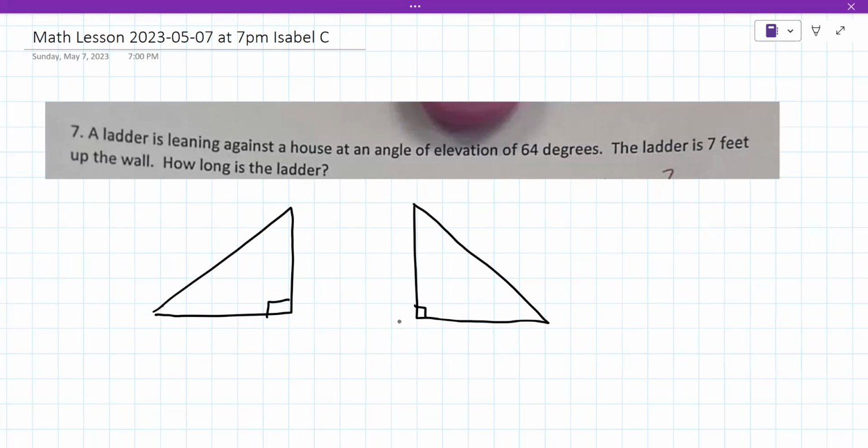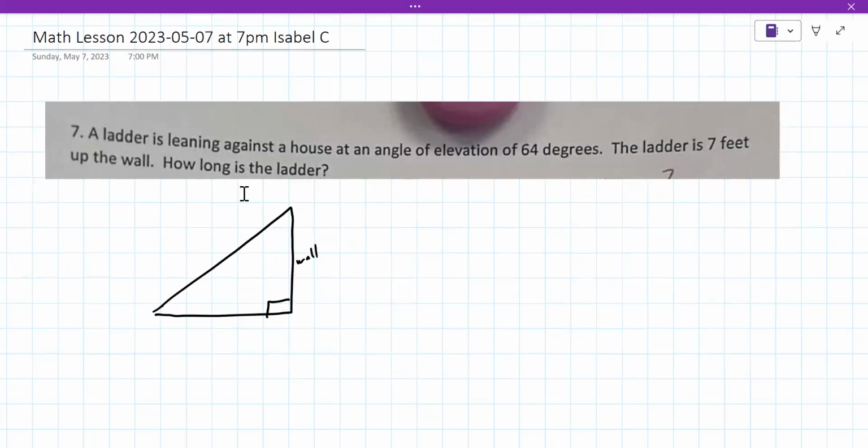I guess the wall is here, or the wall is here. I envisioned the left side. That's what I pictured, the left triangle. Okay, so let me clear this other one out. Okay, very good.